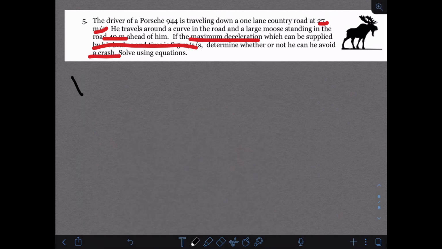Traveling down the road at 27 meters a second. Okay, well, guess what? It's the right base units. It's 27. That's about highway speed. That's cooking pretty good. It is a Porsche, though, so we'll let it go.